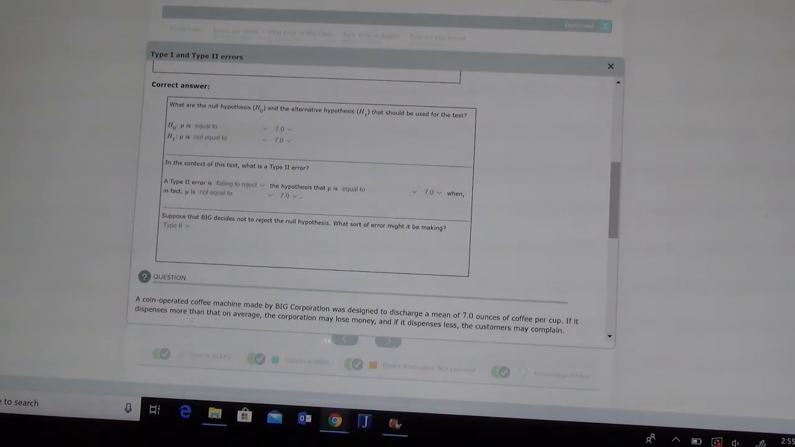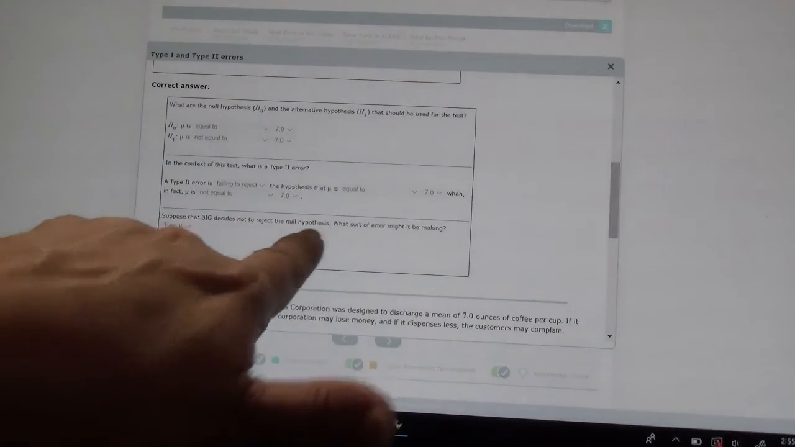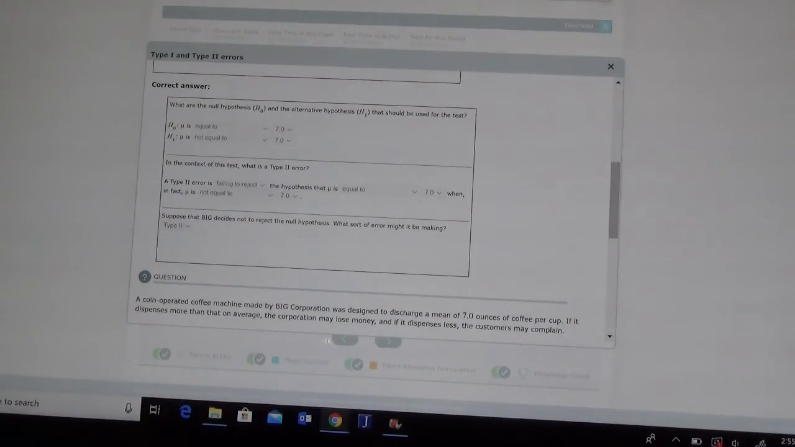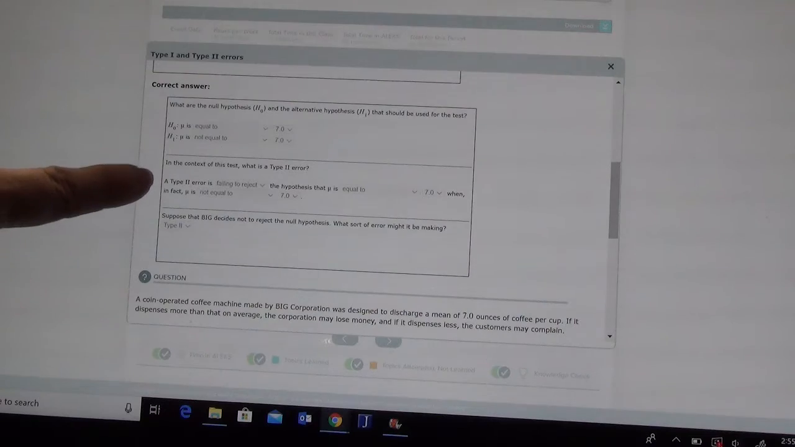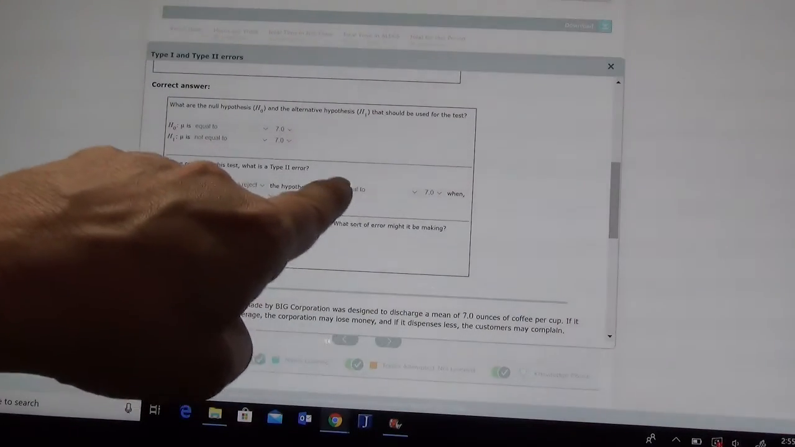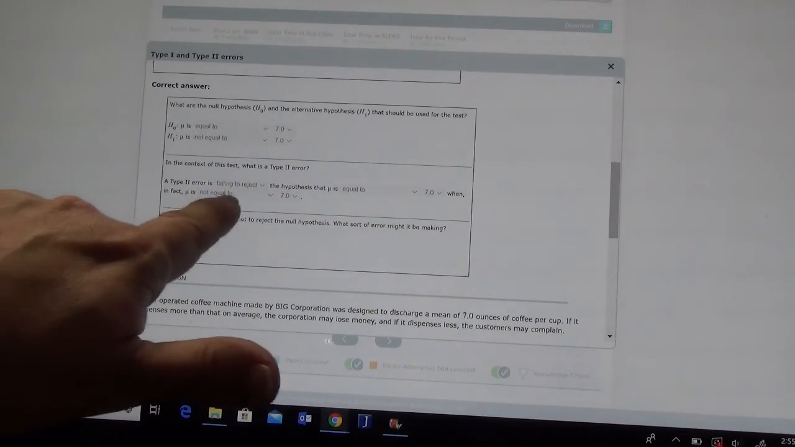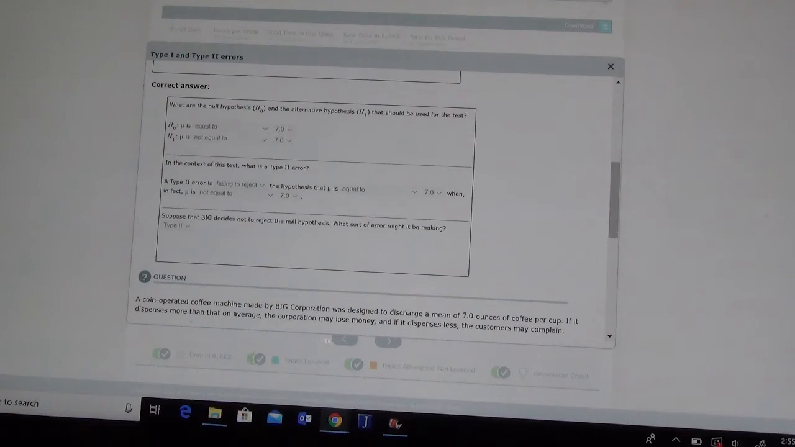Suppose that Big decides, again, not to reject the null. If we do not reject the null, that's always a type 2 error, when we fail to reject the null. So this one was a little bit different. It was a type 2 error. For the type 2 error, you fail to reject the null hypothesis that is equal to when in fact it's false, which means it's not equal to.